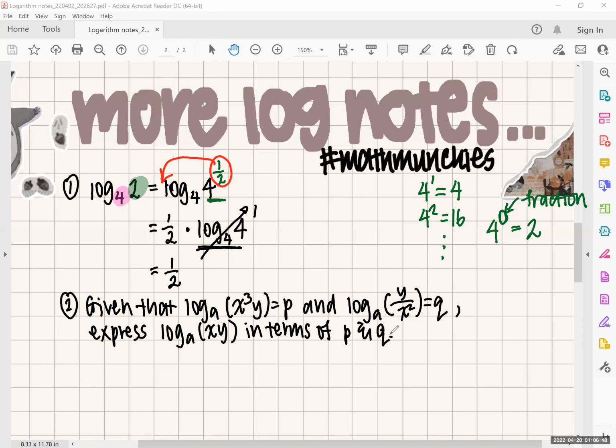Okay, so right now, they say that given that log A, then bracket x cubed y is equal to p. So this is one of the clues that is given to you right now. And this is another clue that is given. That's log A y over x squared is equal to q. Now they ask you to express log A x times y. Now, this is actually one of the most difficult questions ever. So I might need a lot of space. Hence, I'm going to delete the rest. Okay, and we're going to focus on doing this question.